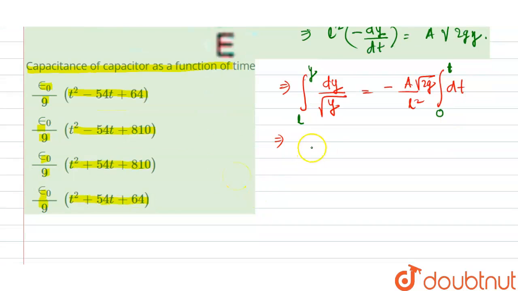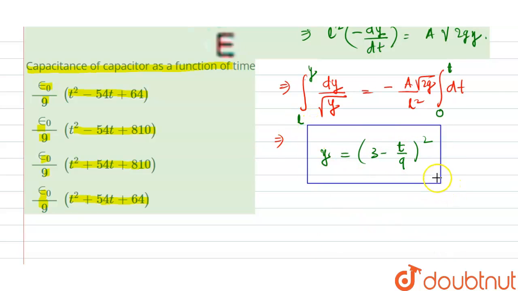Now, after integrating all these things, we are going to get our result as 3 minus t divided by 9, and the whole square. We are going to get our distance y as a function of time, right?